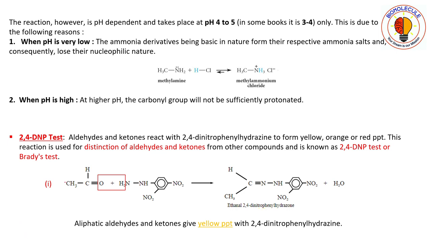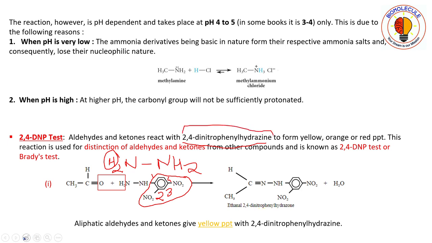So aldehydes and ketones react with 2,4-dinitrophenylhydrazine. This group is hydrazine, NH2NH2. If we remove one hydrogen and replace it with 2,4-dinitrophenyl, here this one is 1, this one is 2, this one is 3, and this one is 4, so 2,4-dinitro. So if we replace one hydrogen with 2,4-dinitrophenyl, what we get is 2,4-dinitrophenylhydrazine.